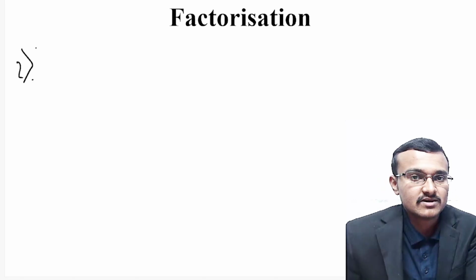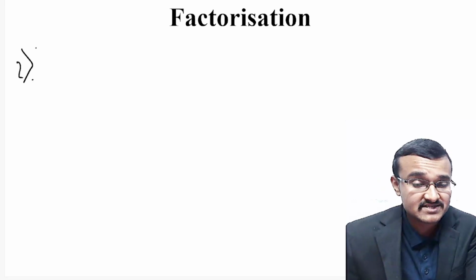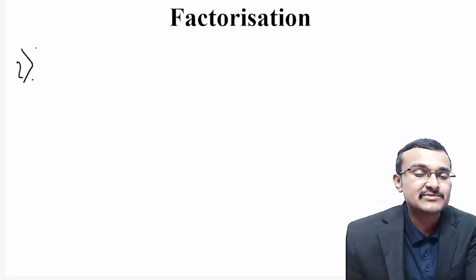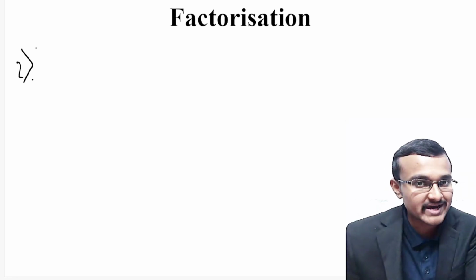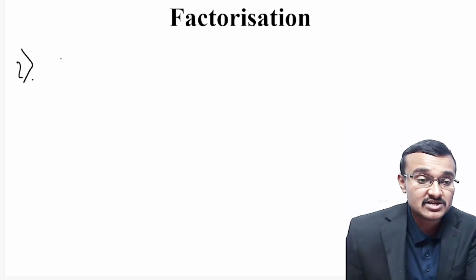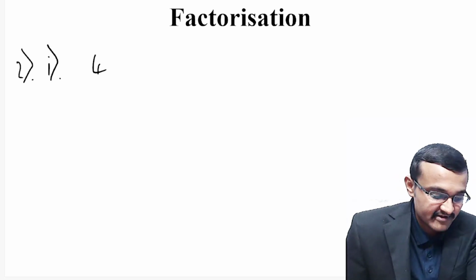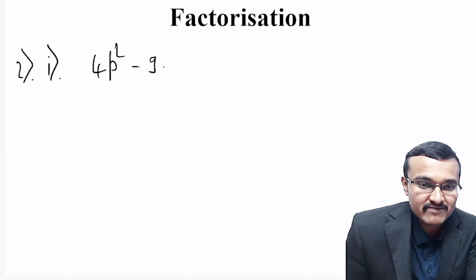That is the 7th question. Coming to the second question in this particular exercise 12.2, there also you have 8 questions. In this second question, I will be solving 4 questions. The remaining 4 questions you can solve similarly. So coming to the first question in this second question, they have given 4p square minus 9q square.